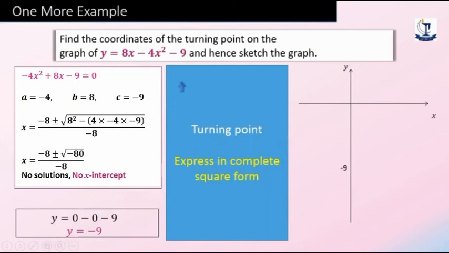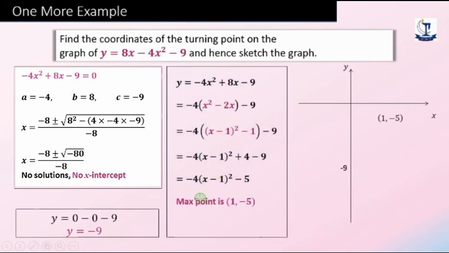For the turning point of the graph, express the function in complete square form. Here we have 1, minus 5 as its turning point. It's the maximum point because the coefficient of x square is minus 4. Mark this point on the graph. Now join these 2 points smoothly. Hence the required graph.